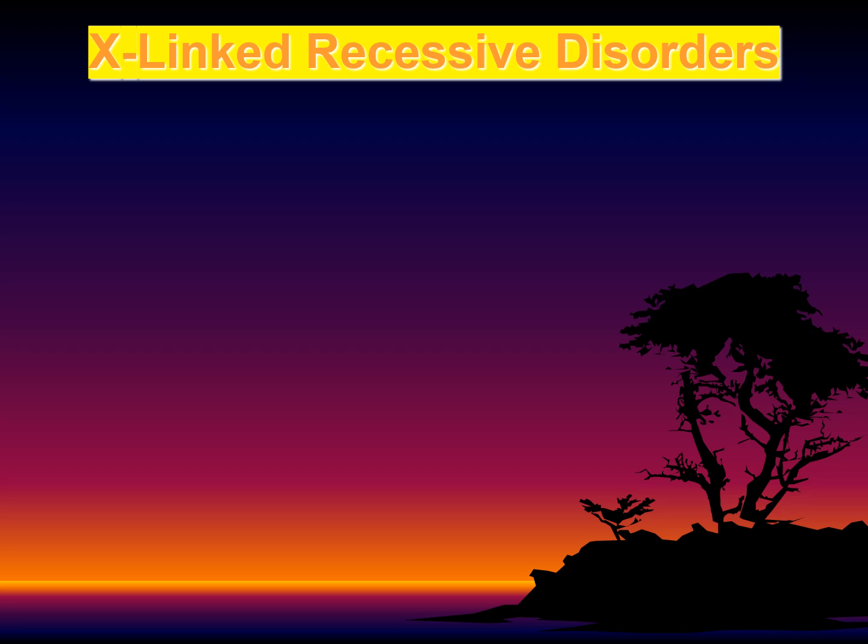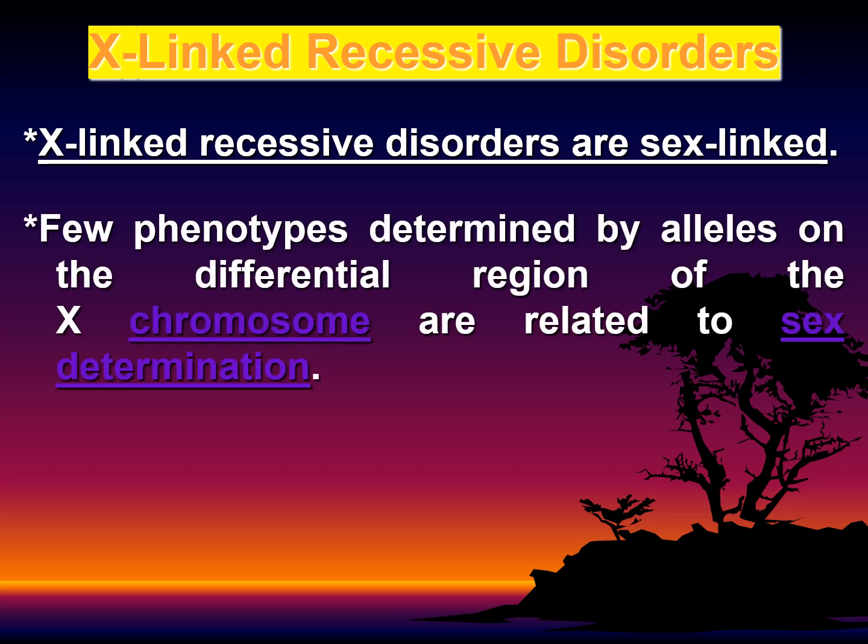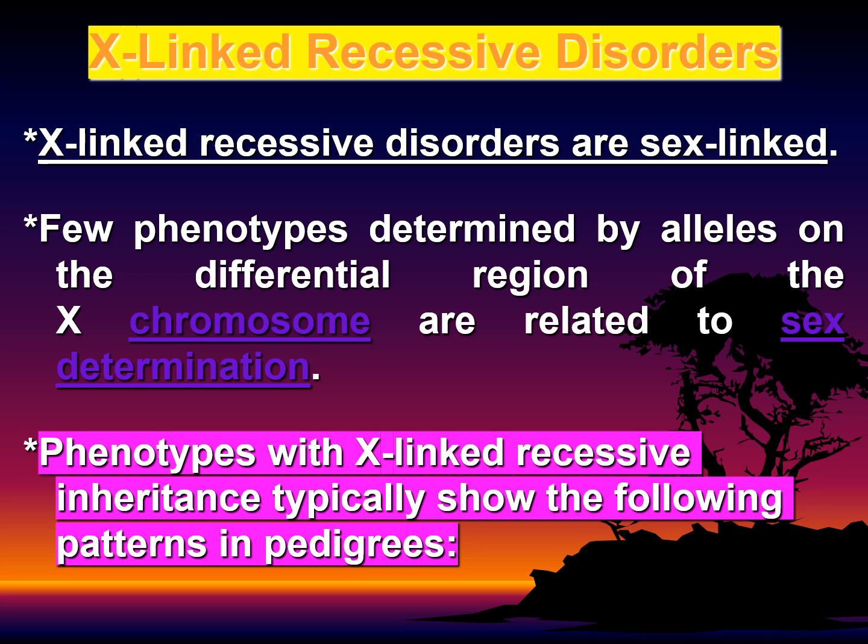Let's now look at X-linked recessive disorders. X-linked recessive disorders are sex-linked disorders, and this means that they are carried or show more likely in one sex than in the other. Few phenotypes determined by alleles on the differential region of the X chromosome are related to sex determination. So phenotypes with X-linked recessive inheritance typically show the following patterns in pedigree.